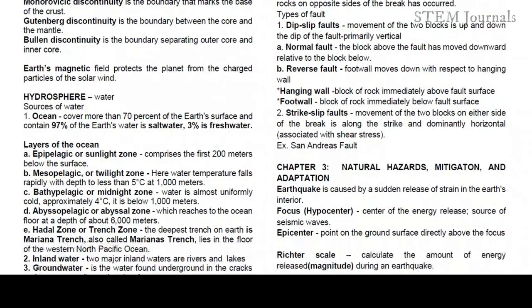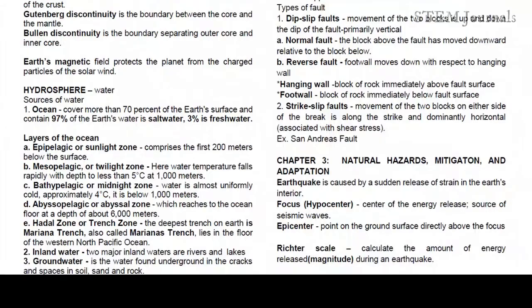Aside from the geosphere, we have the hydrosphere, or also known as the water. The main source of our water is the ocean. It covers around 70% of the Earth's surface. 97% of our water is salt water and 3% is fresh water. That is the ratio between the salt water and the fresh water.